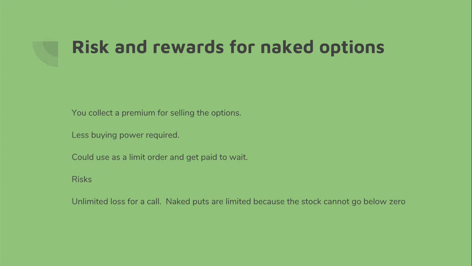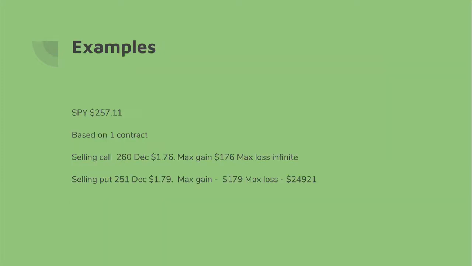Okay, so of course the risks: theoretically, unlimited loss for a call, because there's no limit to how high a stock can go. Naked puts are limited because the stock cannot go below zero. You'll still lose a lot of money, but there's just not that unlimited loss with a naked put. Okay, so let's look at an example.